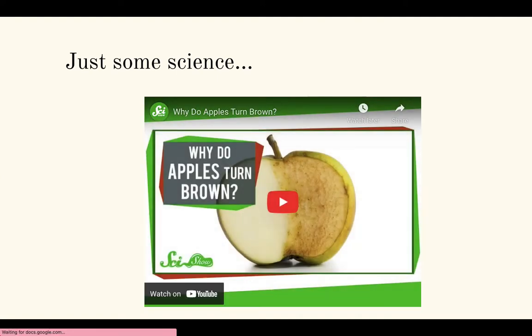So just a little bit of science. We're going to look at this particular situation of why do apples turn brown, learn a little bit about it, and also identify and talk about the parts of experimental design.